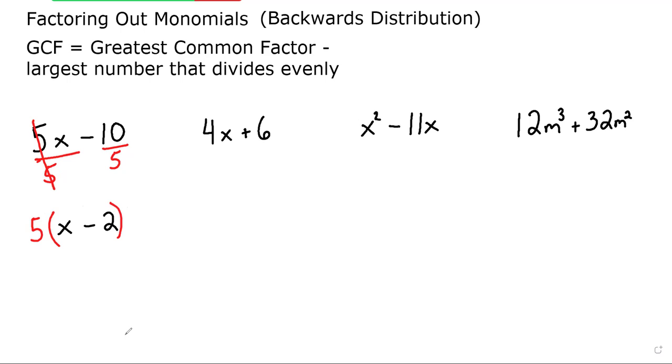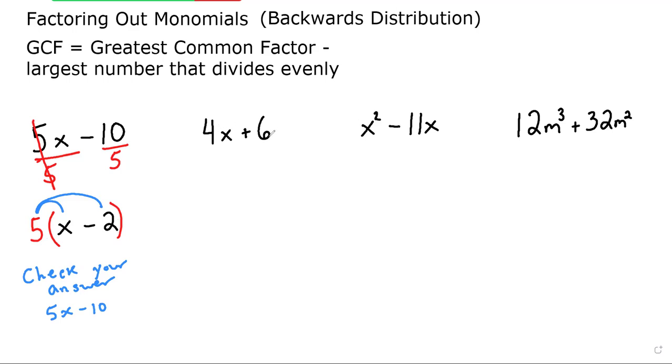And then to make sure that you did it correctly, you could always distribute, like you learned in IM1. You could do 5 times x, 5 times -2. So if you redistributed to check your answer, we would get back to our original. 5 times x is 5x, and 5 times -2 is -10. So let's try another one. It gets more difficult as we go.